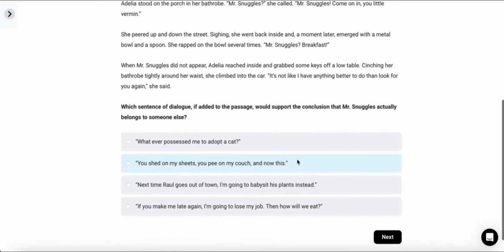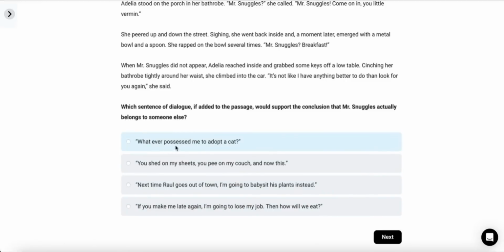Which sentence of dialogue, if added to the passage, would support the conclusion that Mr. Snuggles actually belongs to someone else? Whatever possessed me to adopt a cat? You shed on my sheets, you pee on my couch, and now this. Next time Raul goes out of town, I'm going to babysit his plants instead. If you make me late again, I'm going to lose my job. Then how will we eat?